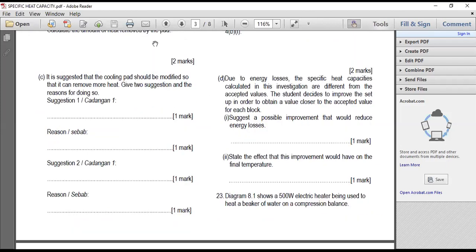So you can say wrap the metal block with cloth. This is to reduce the heat loss to the surrounding. Then they ask you to state the effect that this improvement has on the final temperature. When you wrap with cloth, heat loss to the surrounding will be less. That means your final temperature will be higher.